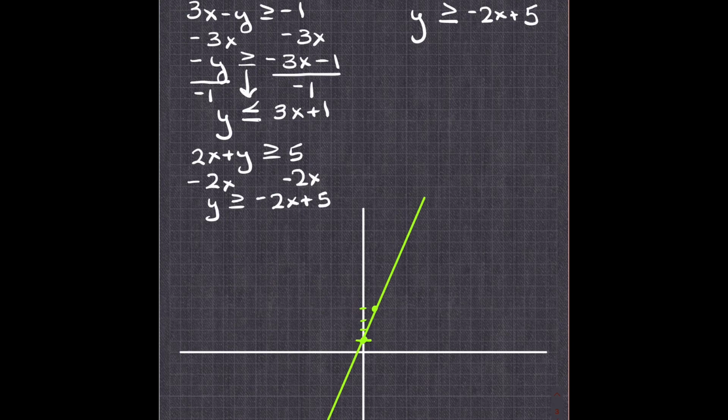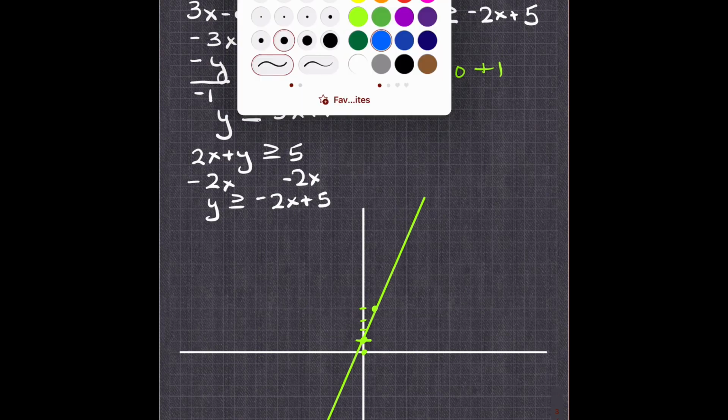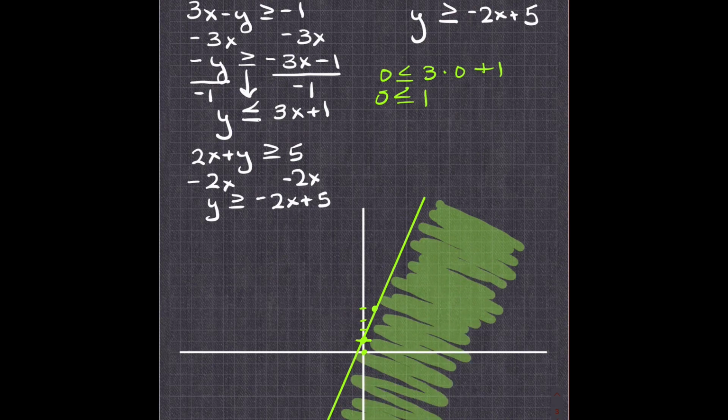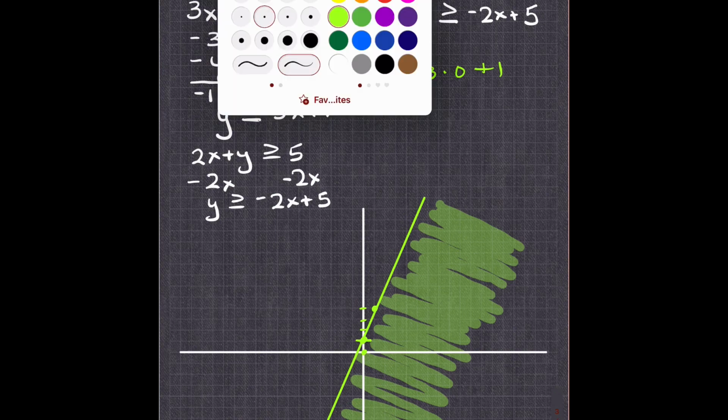And I'm going to shade less than. It's likely that it's going to include this point, so I can test 0 and 0. I will say 0 is less than or equal to 3 times 0 plus 1. So 0 is less than or equal to 1. Yes, that's true. So we'll grab some color here to shade out here. And then we're going to graph the other one.